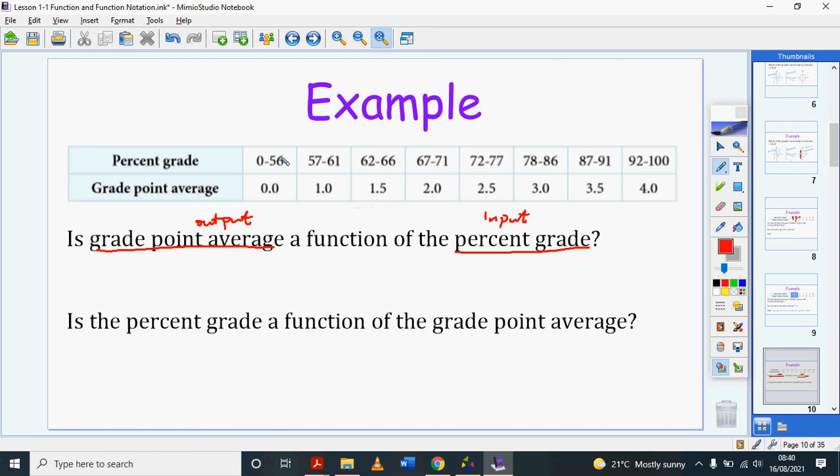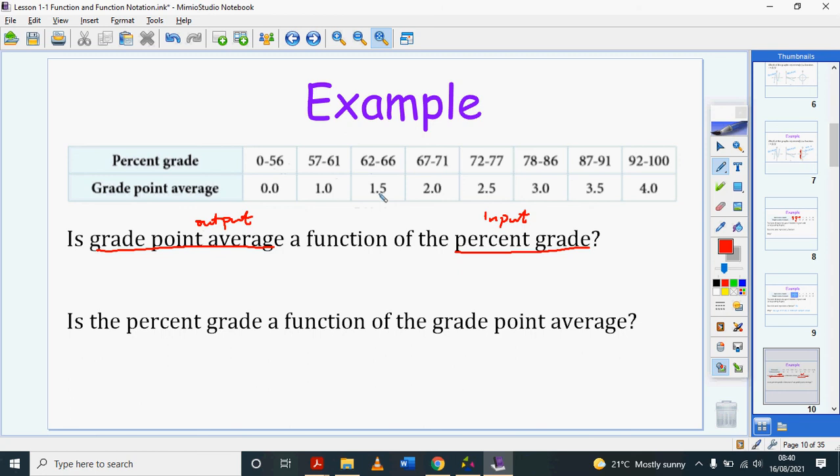Look at this. You have 0 to 56. That's like 55 numbers or 56 numbers. All those 56 numbers, different inputs, are going to the same output. Then you have 57 to 61, so many numbers in there, all going to the same output. 62 to 66, all going to the same output.